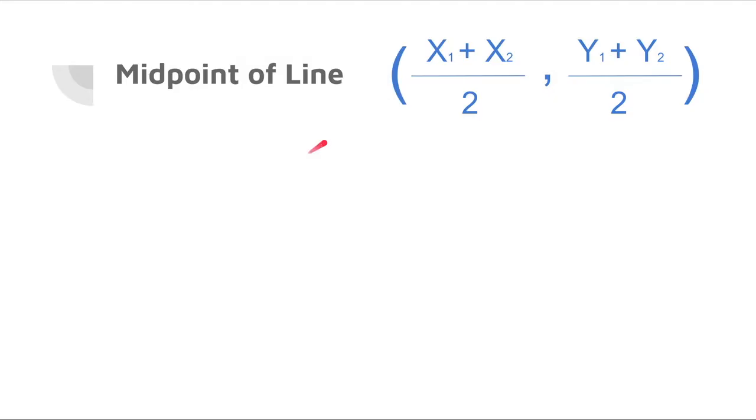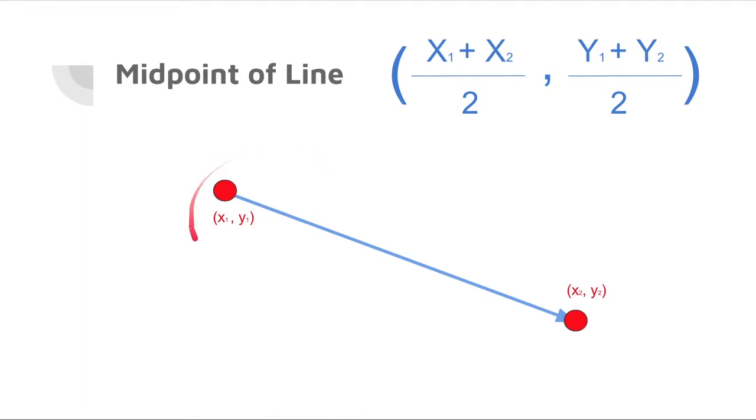So, finding the midpoint of a line. You're basically finding the mean average of the x coordinates and the mean average of the y coordinates. Imagine this is our line. Find the two endpoints and their coordinates, so x1, y1 and x2, y2. Then you find the mean average of the x values and the mean average of the y values. So x1 plus x2 over 2 will give you the x coordinate of the midpoint, and y1 plus y2 over 2 will give you the y coordinate of the midpoint.